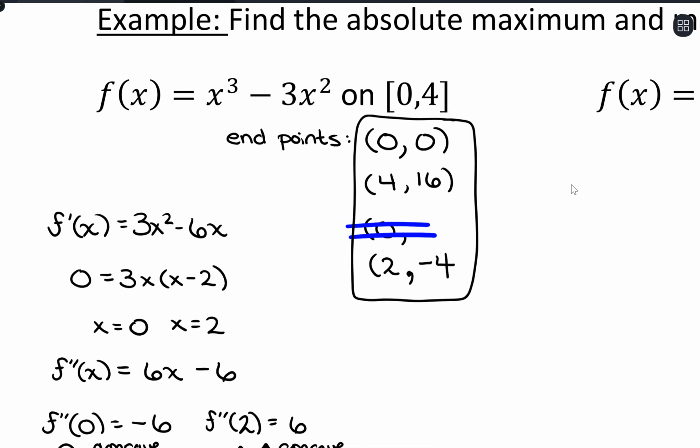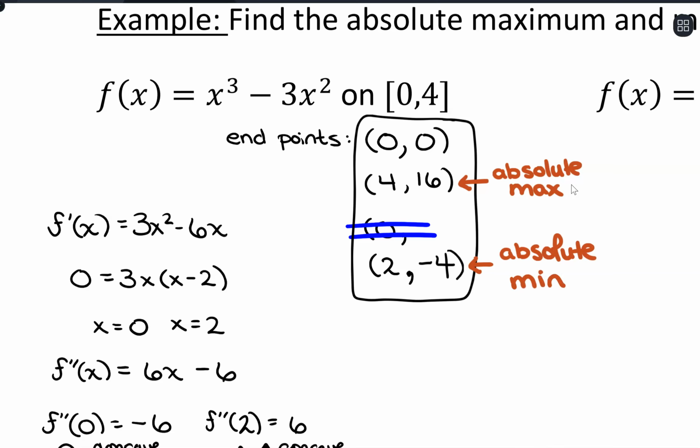And now it's just a matter of finding the largest y value and the smallest y value. So 16 is our largest y value, so that's going to make that our absolute maximum. And 2, negative 4, that y value of negative 4 is our smallest y value. So that's going to be our absolute minimum.